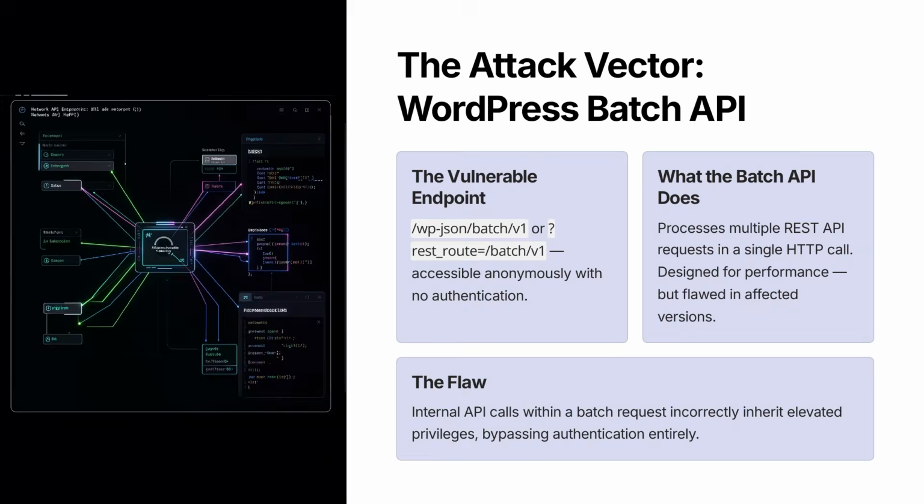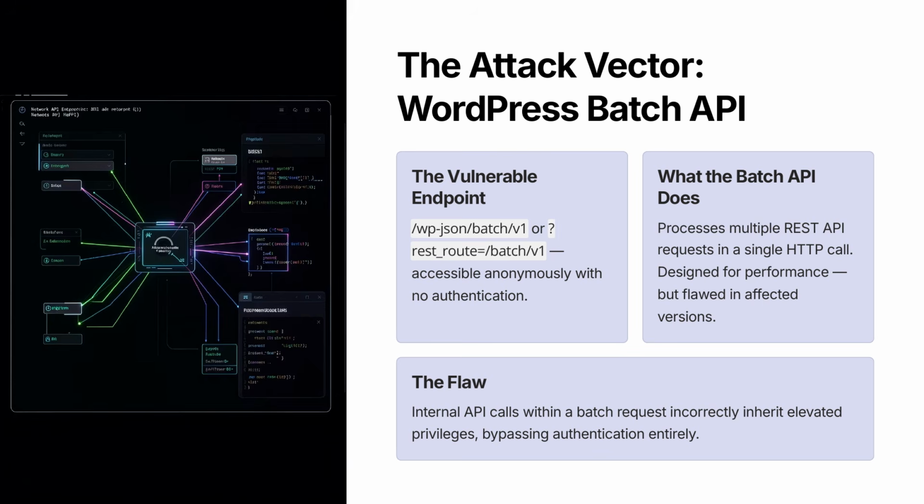The attack vector here is WordPress's batch API. The vulnerable endpoint is exposed at /wp-json/batch/v1 or through the rest_root parameter pointing to batch/v1, and in affected versions it can be reached anonymously with no authentication. The batch API is meant to improve performance by letting a client send multiple REST API requests in one HTTP call. That design is useful, but in these vulnerable versions, the implementation has a critical flaw.